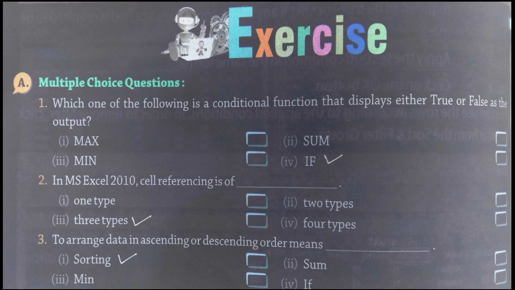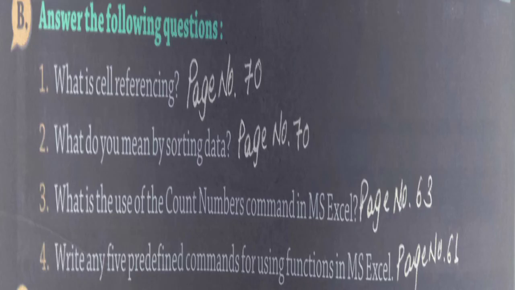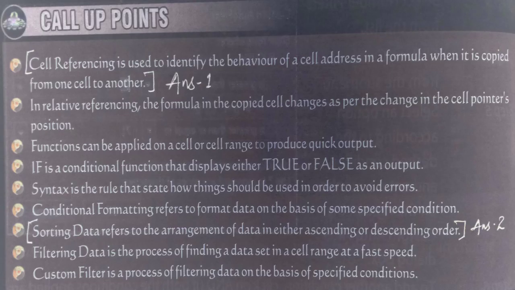Question number B is answer the following questions. In the first question, what is cell referencing? The answer is given on page number 70, in column points, the very first point. Cell referencing is used to identify the behavior of a cell address in a formula when it is copied from one cell to another. Question second, what do you mean by sorting data? On the same page number 70, column points, last third point. Sorting data refers to the arrangement of data in either ascending or descending order.